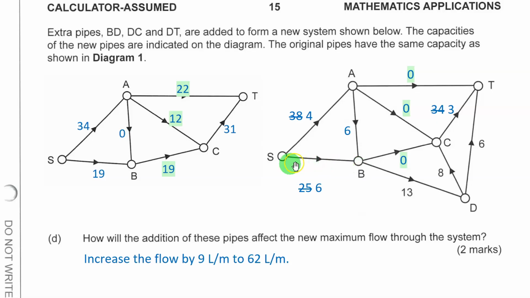And obviously we can. We could send 6 directly from S to B and the other 3 up around this route. So a little bit of back checking there, and we can see that we can actually increase the new flow of the system by 9 liters per minute. So if we add it to the existing 53 that we had, then we're going to get an increase up to 62 liters per minute.